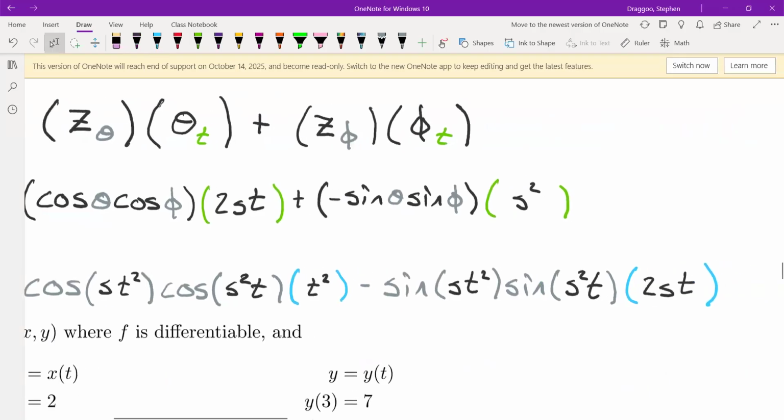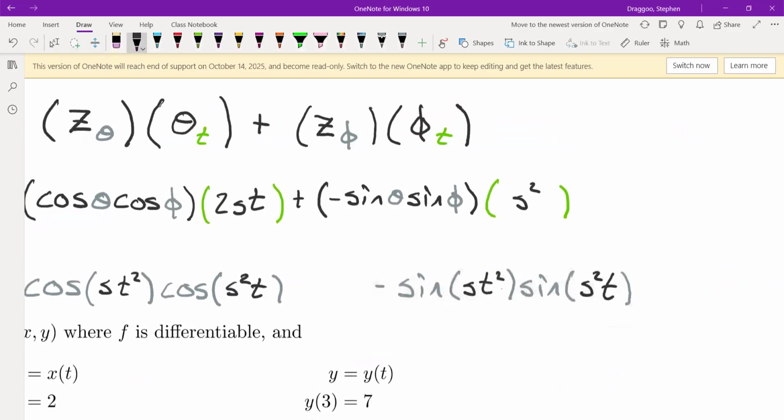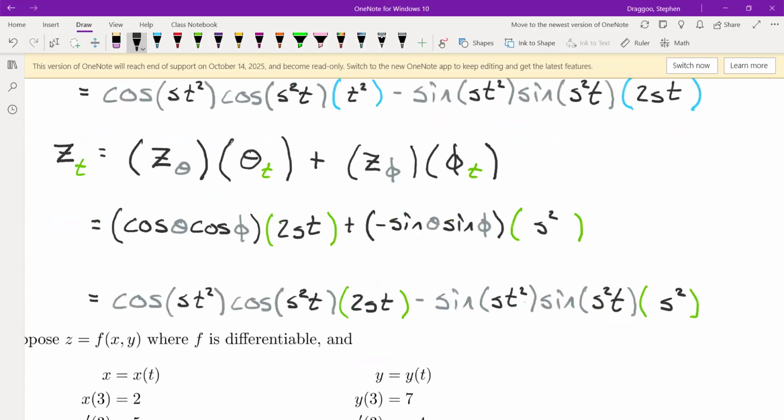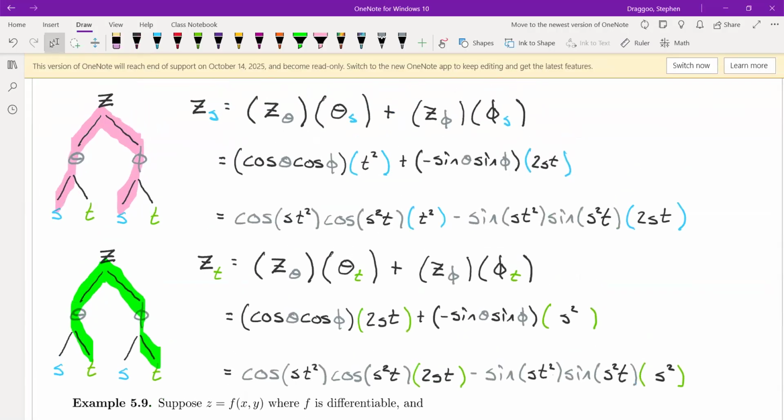So for the final trick here, just keep that change moving down below. I just wanted to replace all of my blue with green. So this was 2st on the theta part and s squared on the t part. And I'll zoom that back out to get the whole problem on screen again.